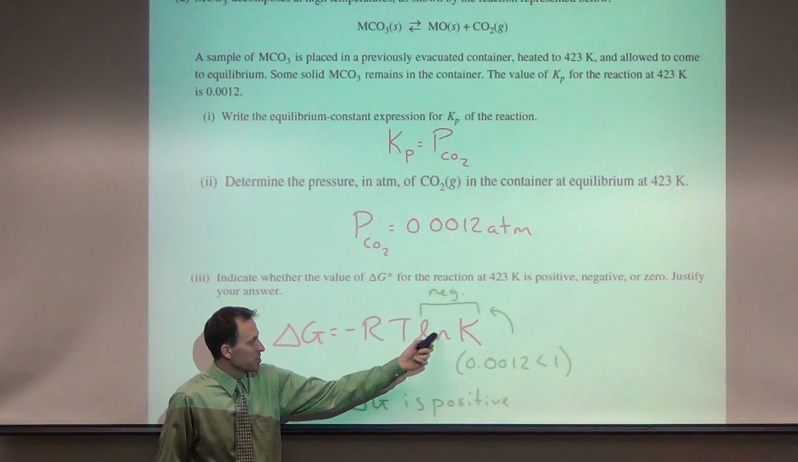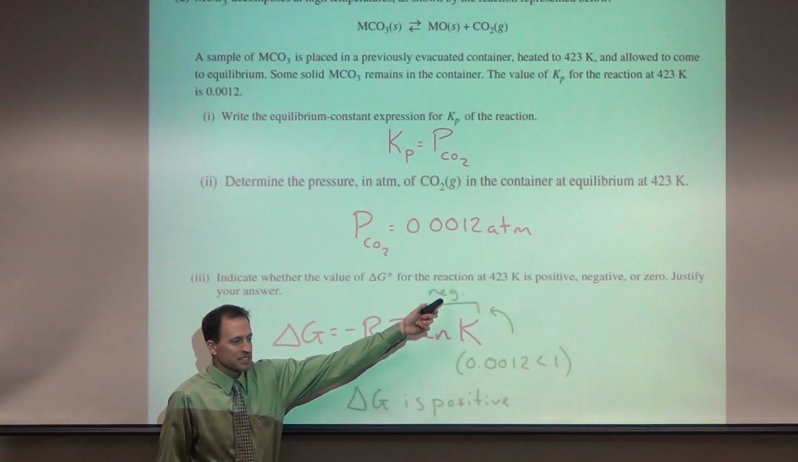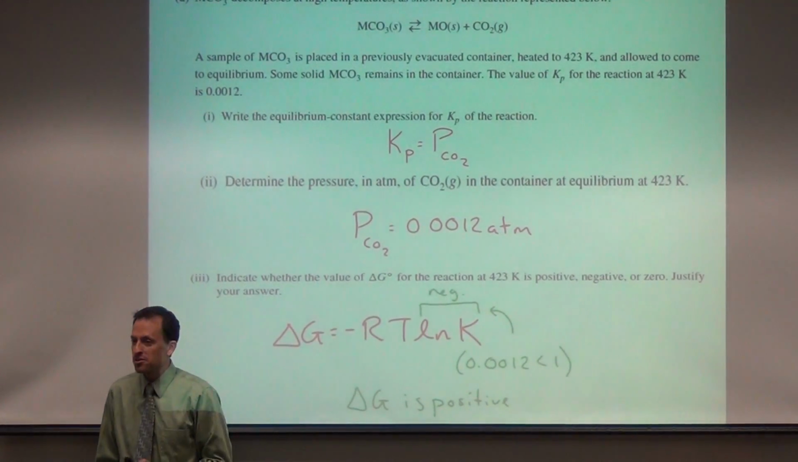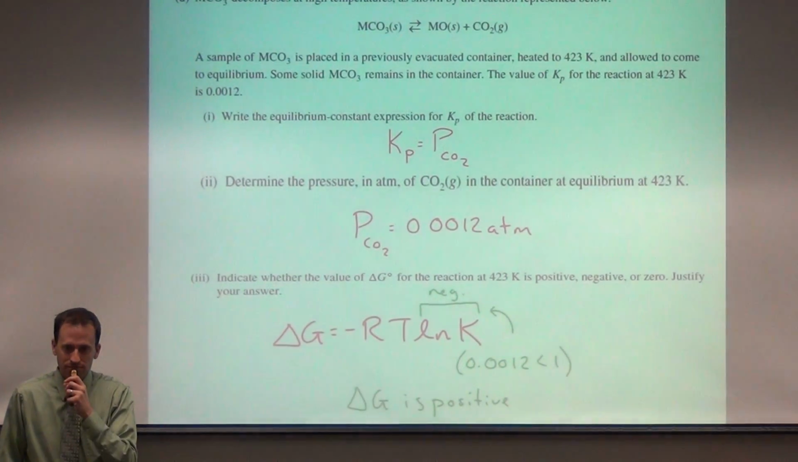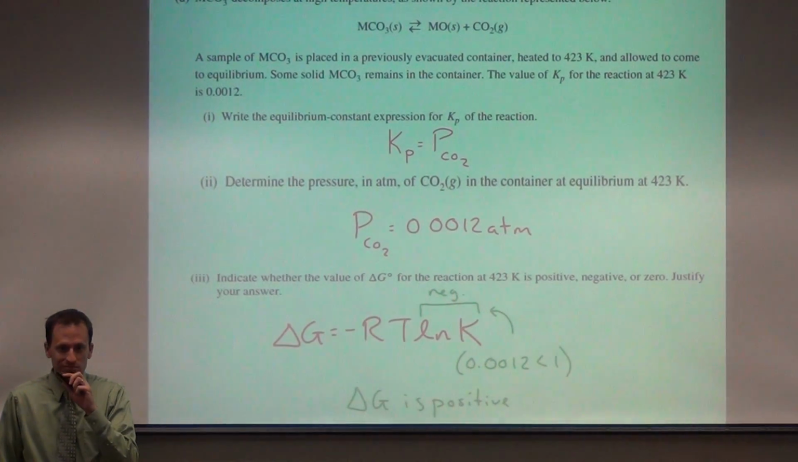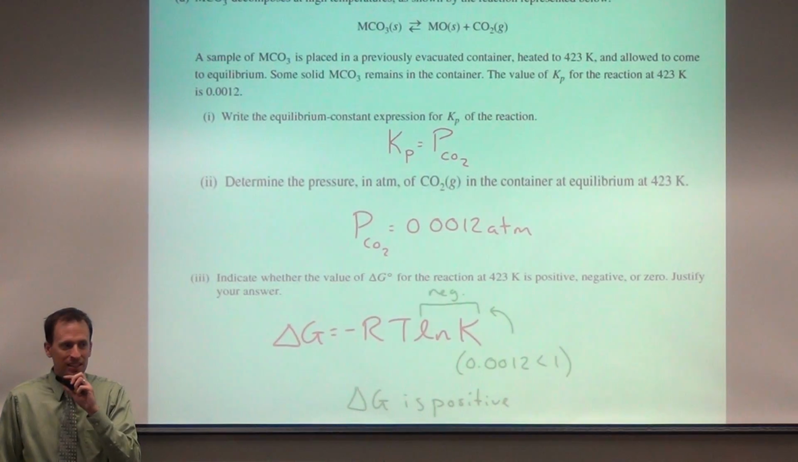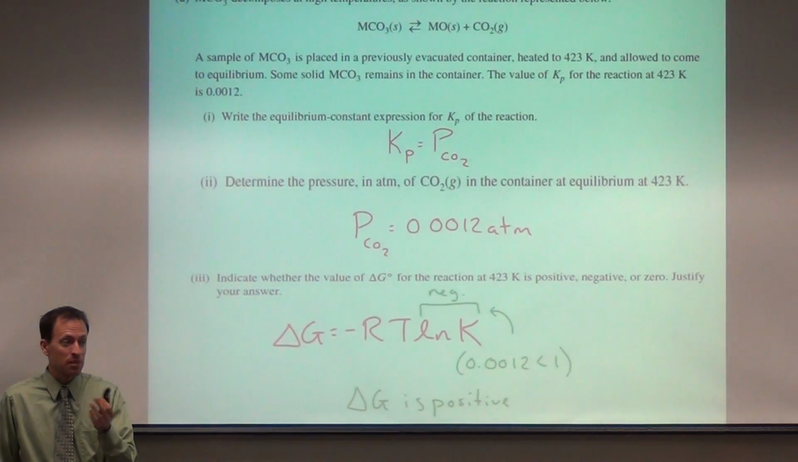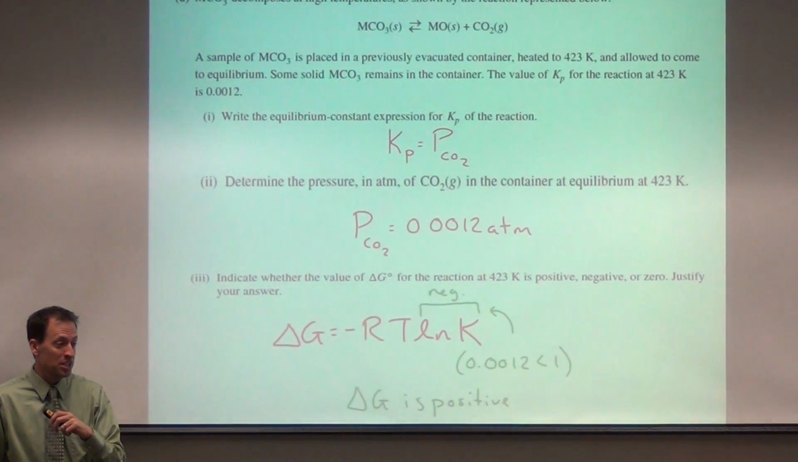Because this is less than 1, when you take the negative natural log of that, it's going to be a negative value. So negative times a negative, change in G is going to be positive. If we collect all of the stuff, would that count as justifying our answer? Yeah. Is that spontaneous? No, it's not. So this reaction is not favored. That's what that means. G is the ultimate guide.